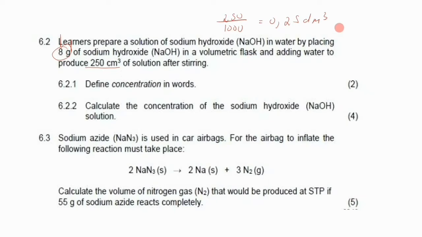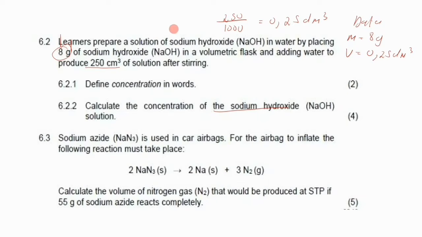So our data box here will include the mass, which is 8 gram, and then we have the volume, which is 0.25 dm cube. Now let's check to what does this relate to. It relates to the sodium hydroxide, right? So we are told that 8 gram of sodium hydroxide in a volumetric flask, adding water to produce 250 centimeter cube. Then we are required to calculate the concentration, of course, of the sodium hydroxide.